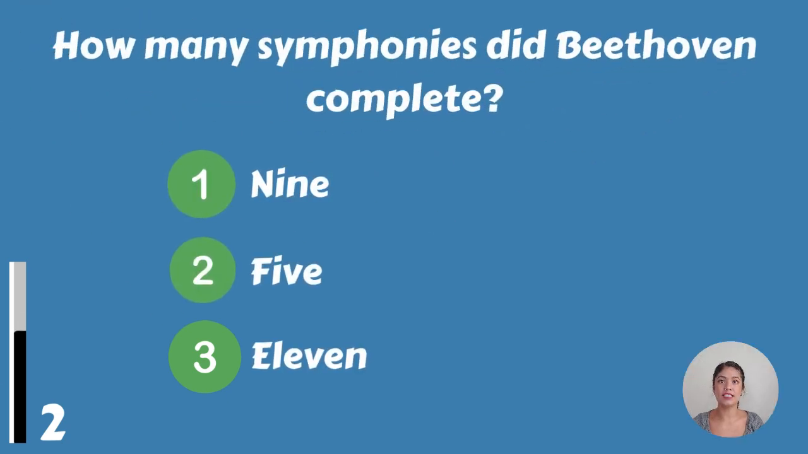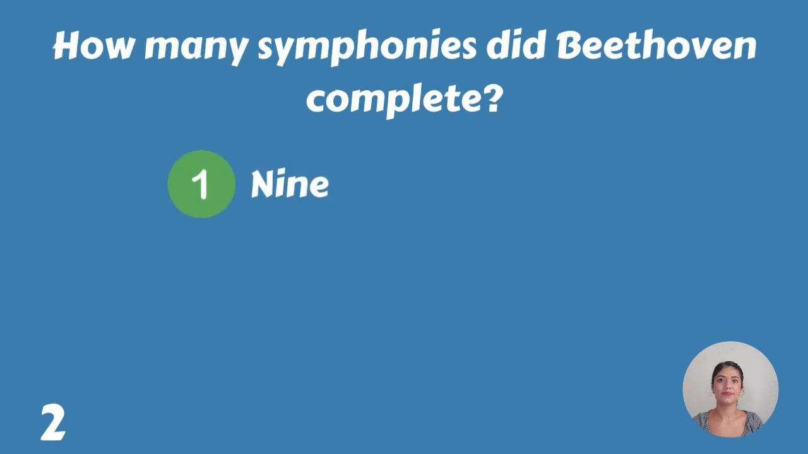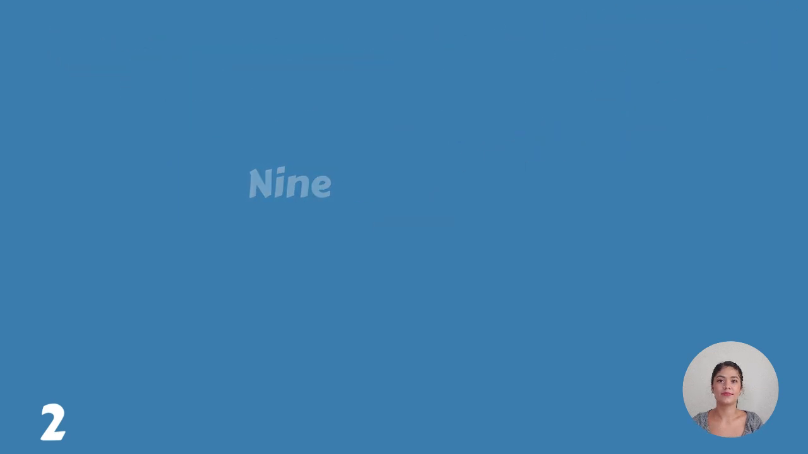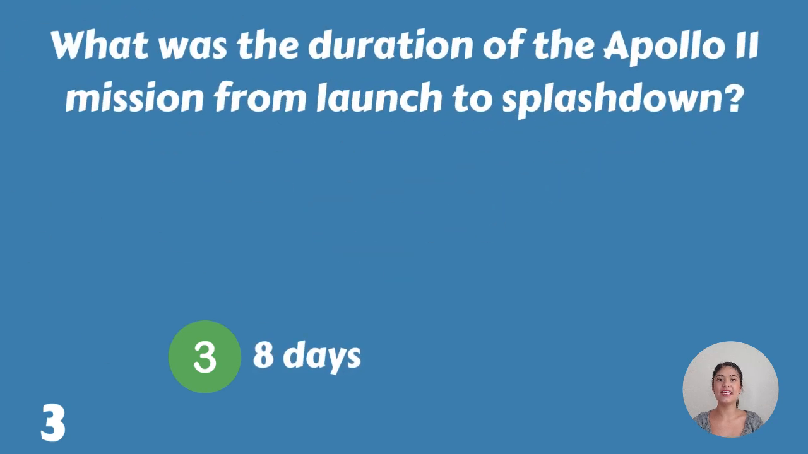How many symphonies did Beethoven complete? 9, 5, 11. 9. What was the duration of the Apollo 2 mission from launch to splashdown? 6 days, 10 days, or 8 days? 8 days.